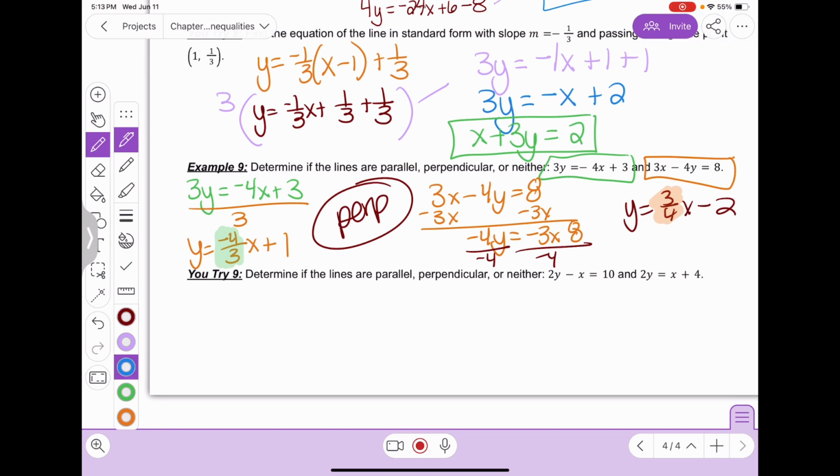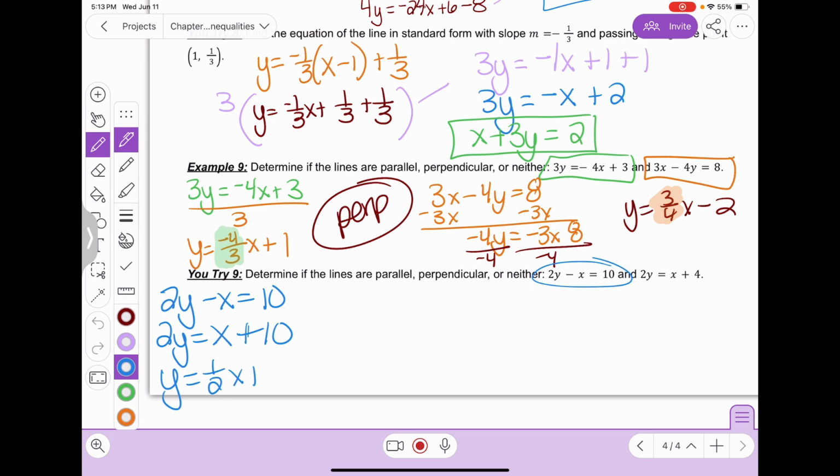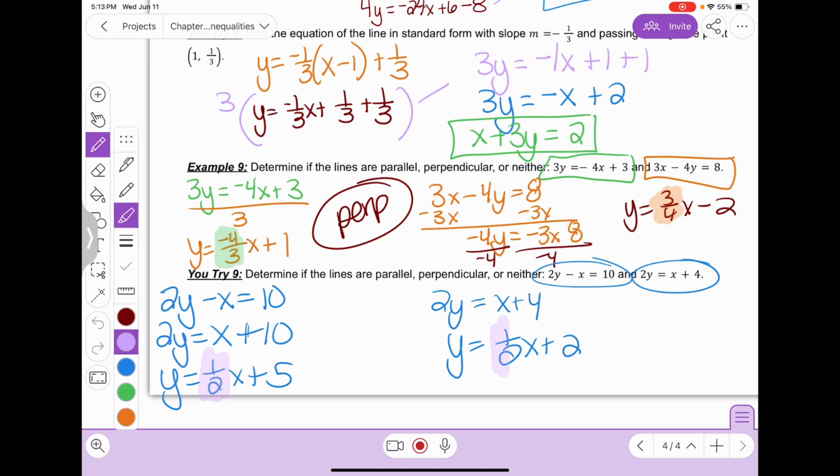All right, so we have 2y minus x equals 10. So I'm going to add x to both sides. 2y equals x plus 10. Divide everything by 2. I get y equals 1/2 x plus 5. This slope is 1/2. 2y equals x plus 4. Divide everything by 2. y equals 1/2 x plus 2. This slope is 1/2. They are the same, so it's parallel.